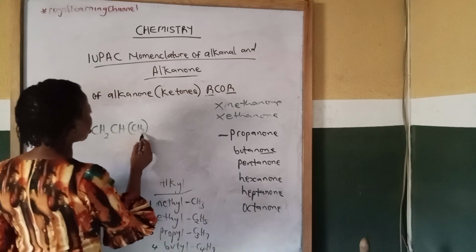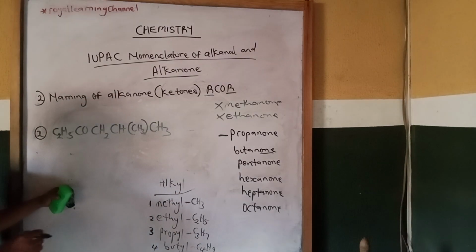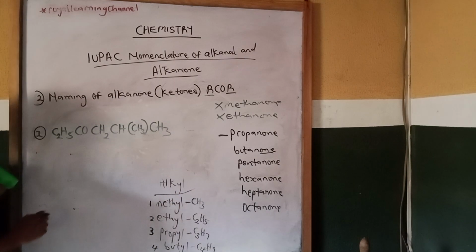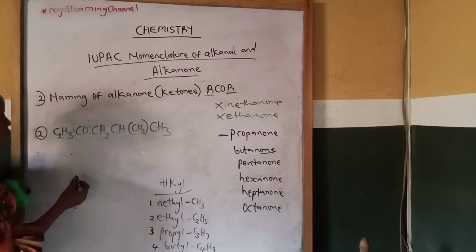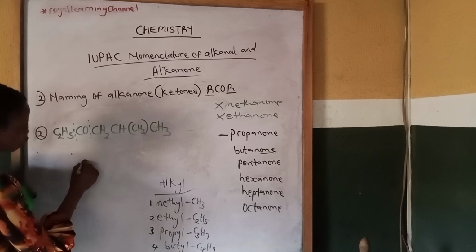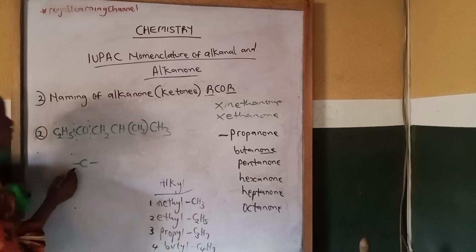CH, then CH3, then another CH3. So let's look at this structure. Let's convert it to structural formula. Consider your functional group first. My functional group: carbon atom, then bond here.